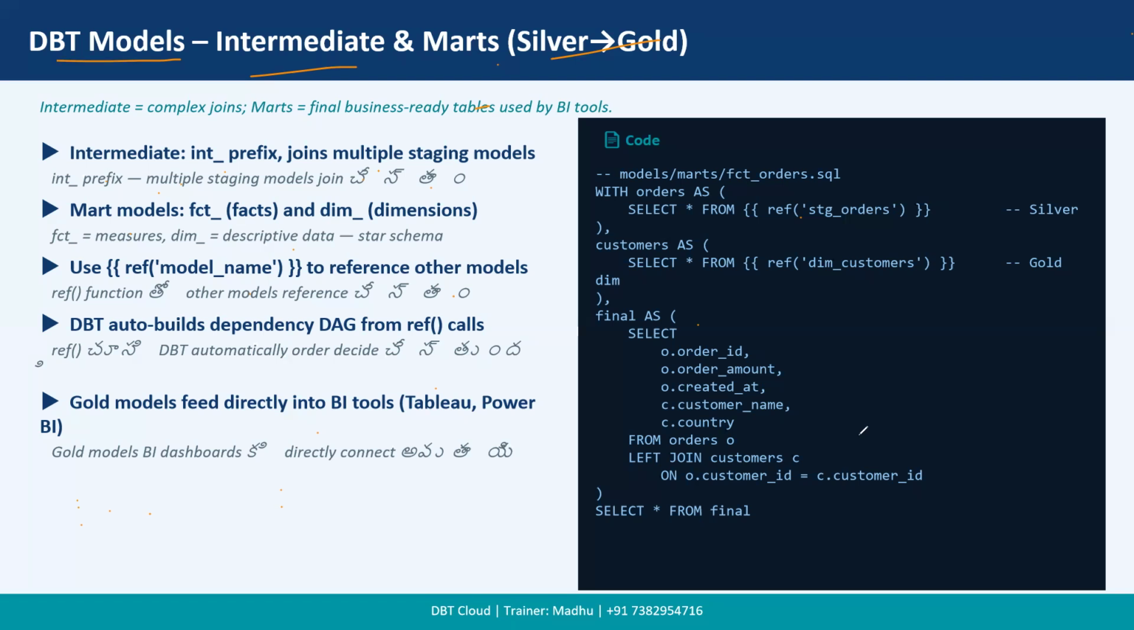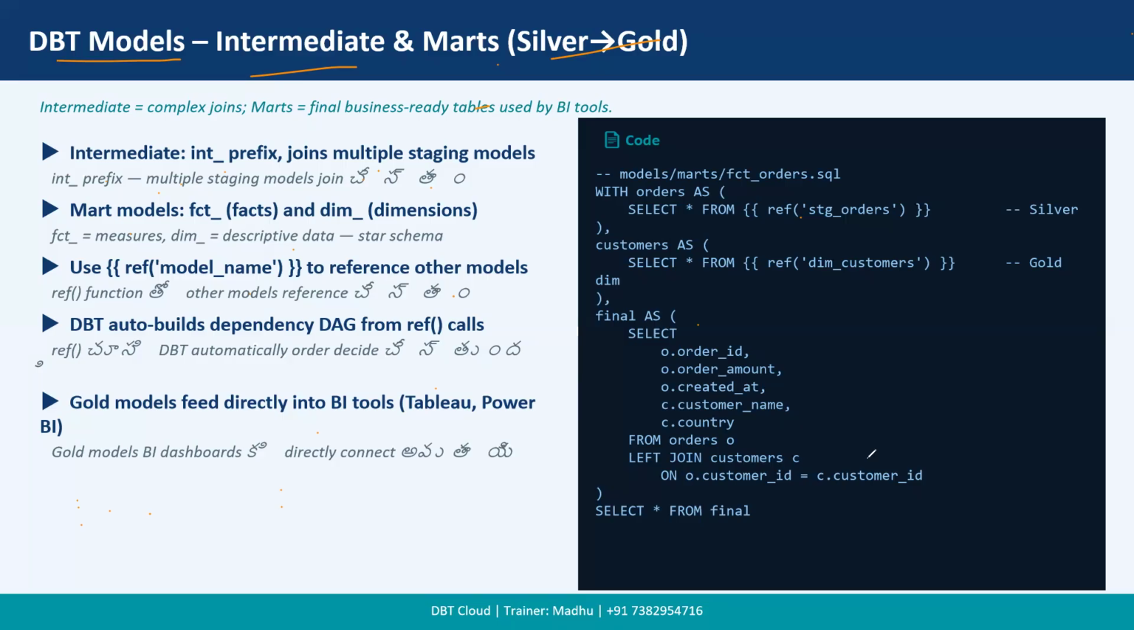So here, what we do is fact underscore fact and dim underscore dimension. The ref function is dbt's superpower. When you write ref of stage orders, dbt automatically resolves the right schema for your environment: the dbt dev schema in development and the prod schema in production. It also builds the dependency graph automatically.